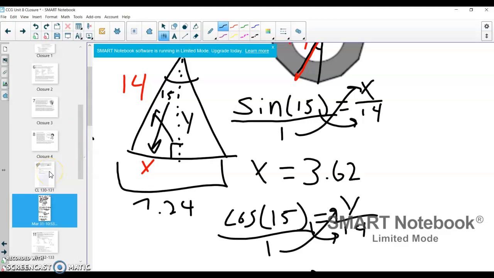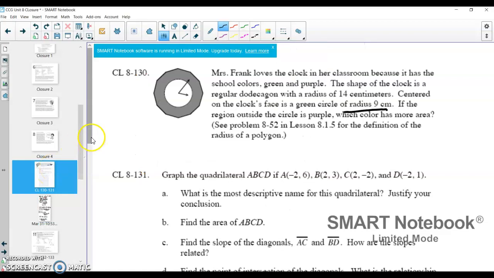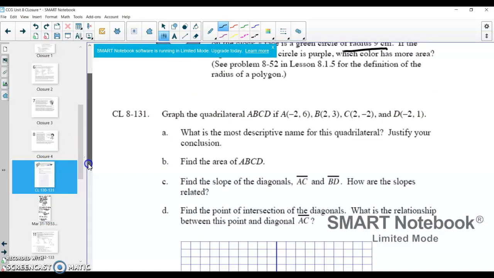Let's move on to 131 to hopefully get that done in this video, and then hopefully we only have one more video for the last two problems. This is a graphing problem. I have the graph paper on here so we can get started.